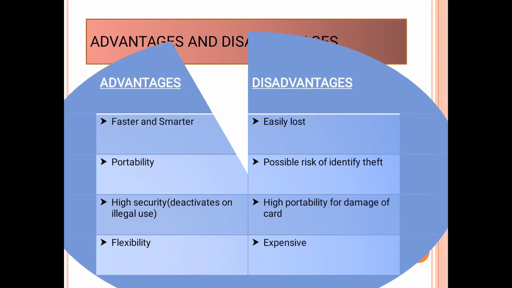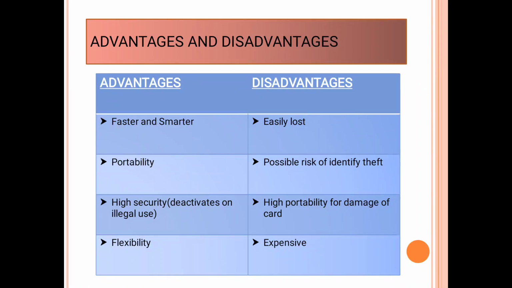At last are the advantages and disadvantages of smart card. The advantages are that it is faster and smarter. It is portable. We can carry smart card anywhere. It has high security as it deactivates on illegal use. It is flexible as there is no need to carry separate cards.